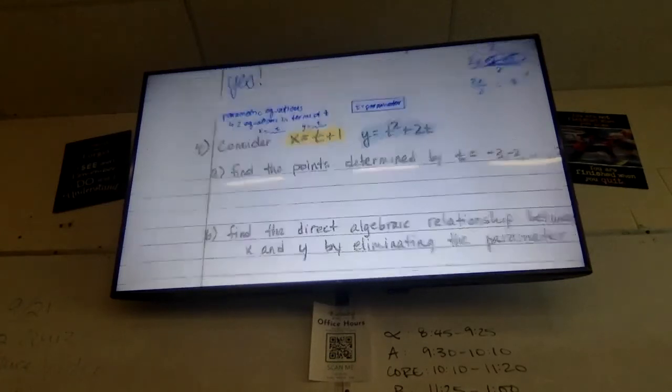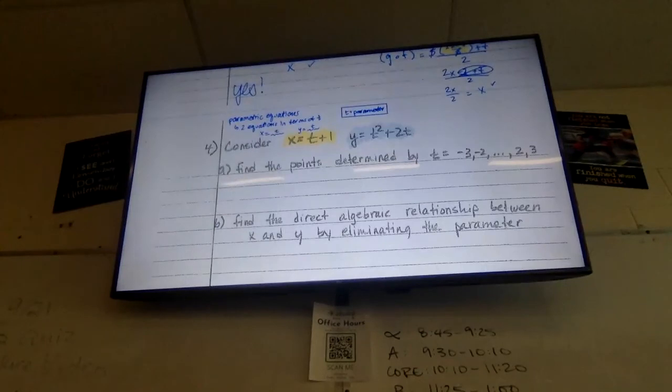Letter A says find the points determined by t equals -3, -2, ..., 2, 3. That means I want to find all of the x values and all of the y values when t is -3 and -2 and -1 until I get up to 3. So we're going to make a little t table. Normally we're used to making our t tables vertically. Just for space, I'm going to make mine horizontally, but you can make yours how you want. Instead of having 2 columns, I'm going to have 3: a column for t, a column for x, and a column for y.